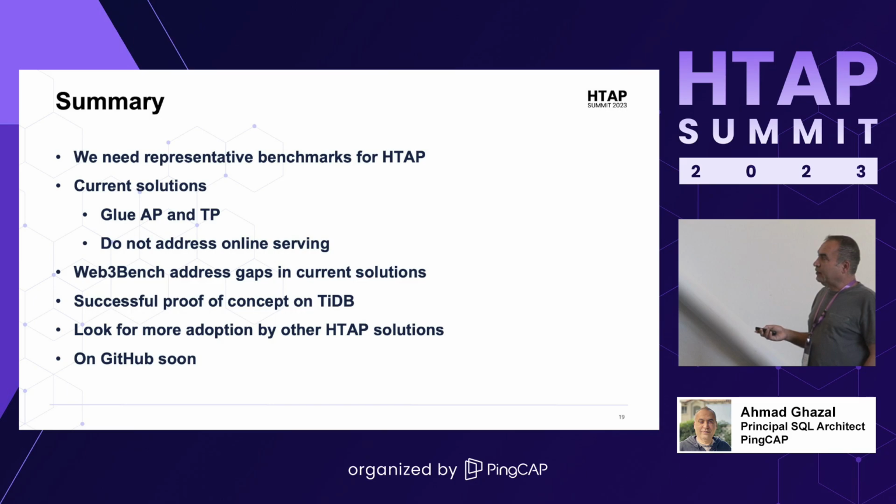So in summary, we definitely need some benchmarks for HTAP. We need to measure HTAP. Current solutions have some gaps. They either glue the AP and the TP together, or they don't address online serving. So online serving is a key motivation in this benchmark. We designed it, we implemented it, we ran it on TiDB, and it was successful. We're looking for more adoption by other HTAP solutions. So we're going to be sharing this with other HTAP companies, and we're going to have it on GitHub soon.